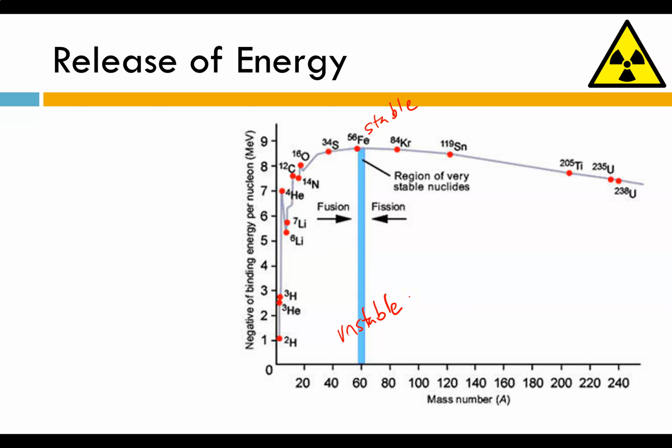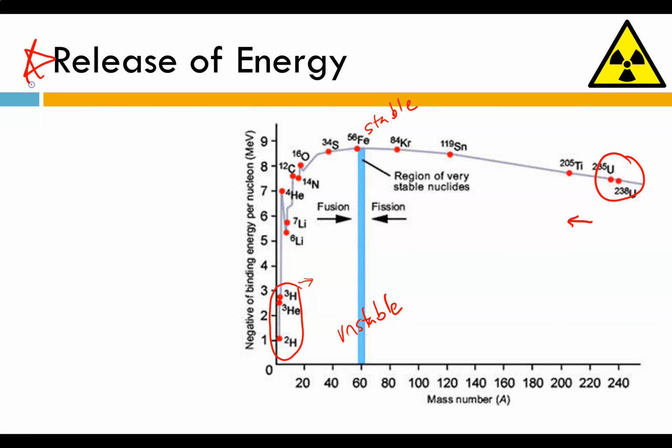So in the case of fusion, we're taking our really low mass nuclei, we're fusing them together, and we're starting to move in this direction. So we're moving towards a more stable nucleus, so energy will be released. And in the case of our fission reactants, heavy isotopes of uranium, when they split apart, we're moving in that same direction towards a more stable nucleus, so energy can be released.